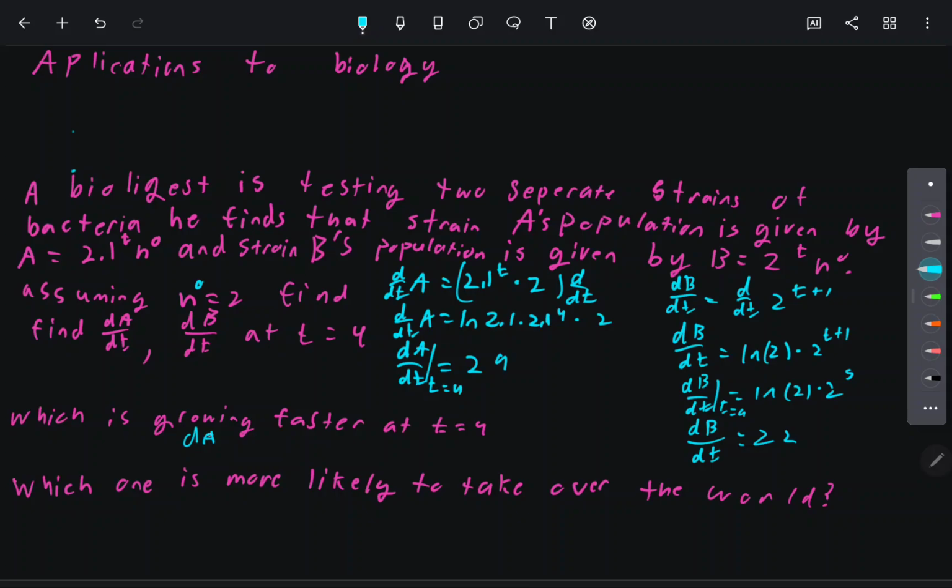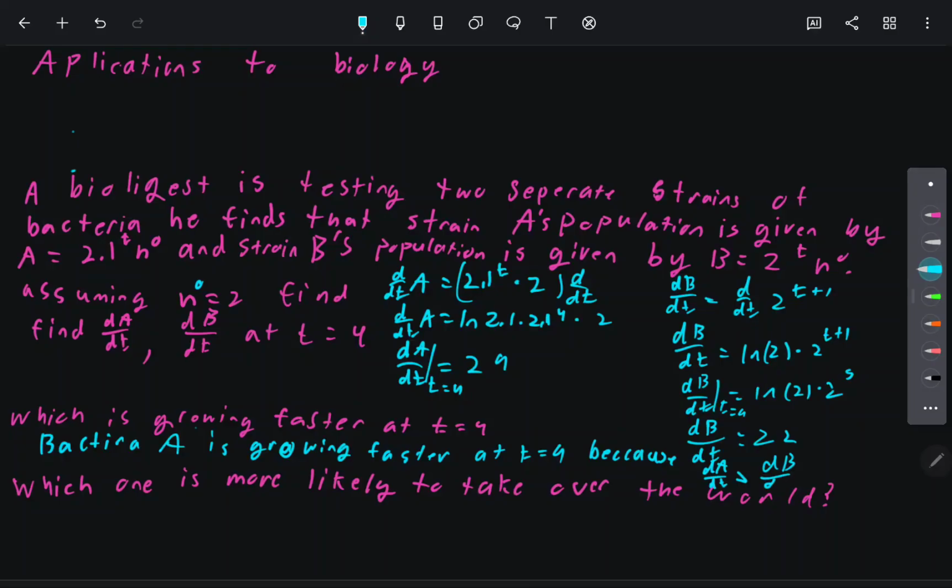So A, or bacteria A, is growing faster at t equal to 4, because dA/dt is greater than dB/dt.